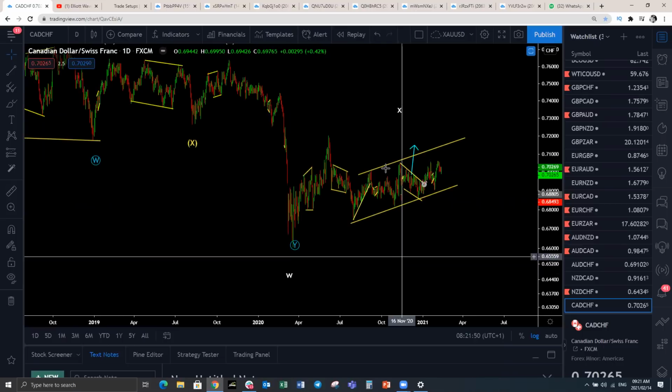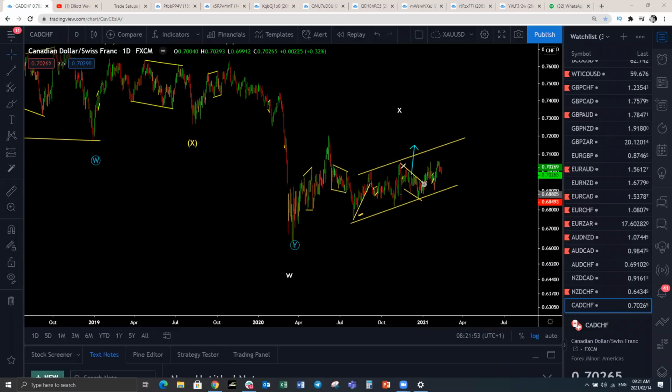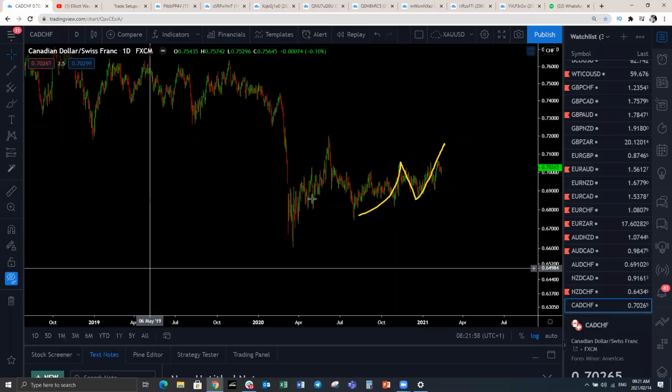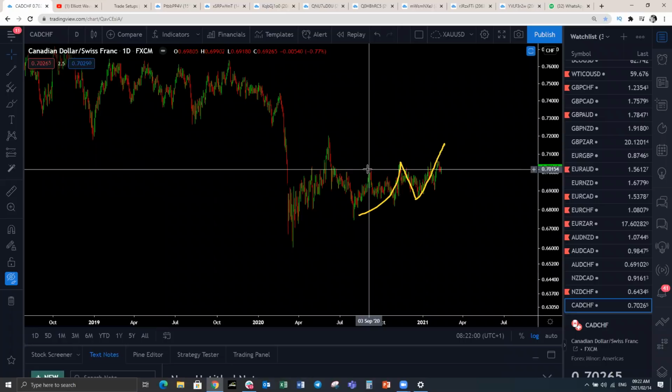We're not trading trend lines. We're looking at this as a 1, 2. We're looking at this one as a 3. So that is the structure we're looking at. That's why we're expecting this one to come to the upside here.